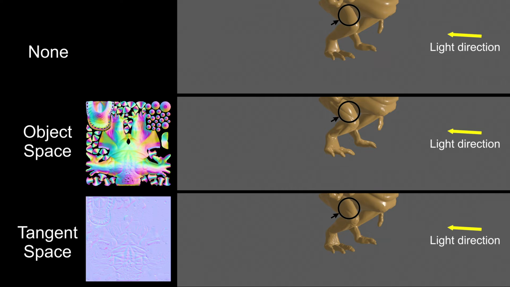As we see in the version without a normal map, the specular highlight on the upper leg should not be there if the light is coming from the front. So this is correct for tangent space normal mapping, but wrong for object space normal mapping.